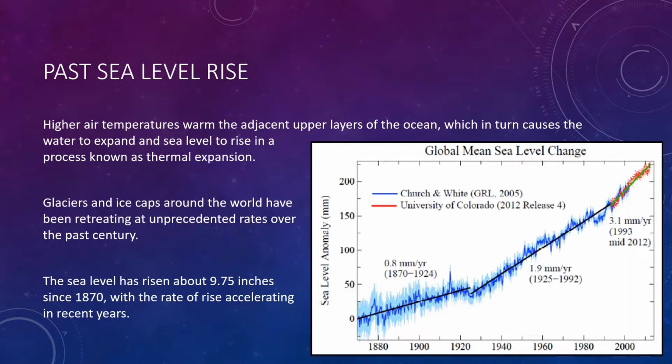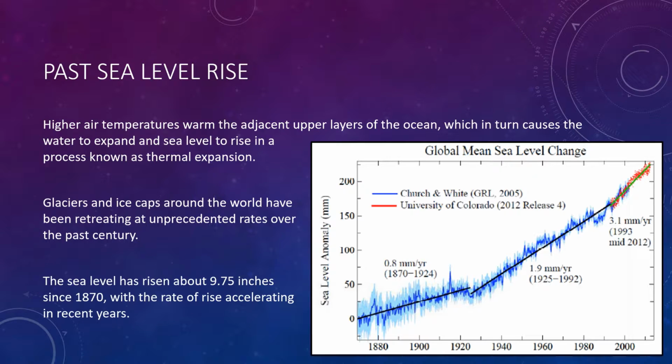Well, one significant factor is thermal expansion. Higher air temperatures warm the adjacent upper layers of the ocean, which in turn causes the water to expand and the sea levels to rise. This effect alone is likely to cause sea levels to rise another 30 centimeters during this century.